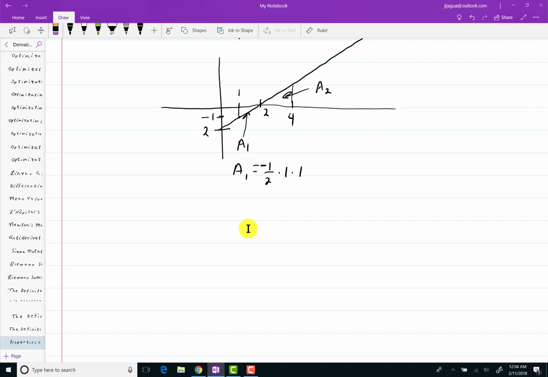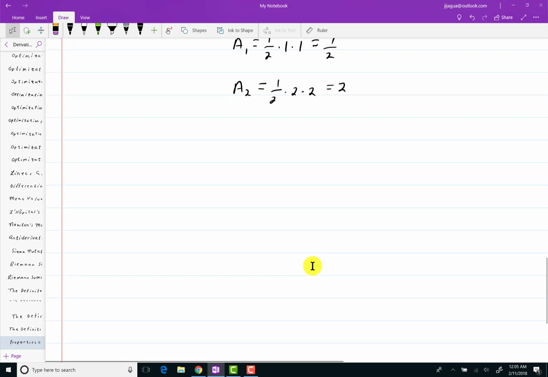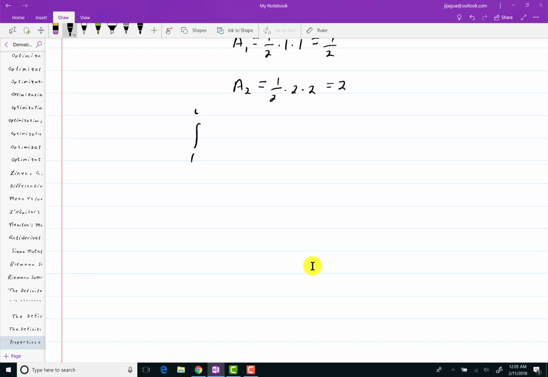No, go back here. I'm getting ahead of myself. That equals 1/2. A2 equals, it's also a triangle, and the base is 2, and the height, well, the height is also 2. So it's 1/2 times base times height, which is equal to 2. So then the integral from 1 to 4 of x minus 2 dx equals negative A1 plus A2. So that's negative 1/2 plus 2, which equals 3/2.